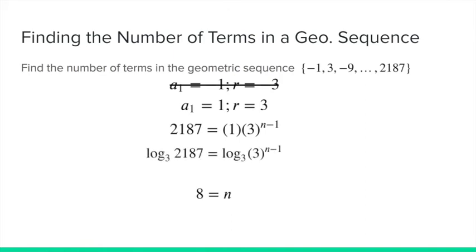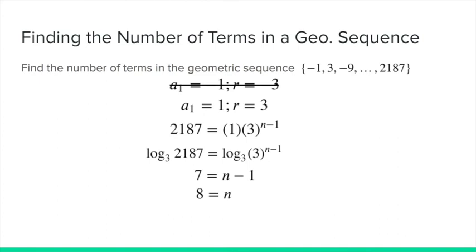So now I take the log base 3 of both sides because I'm trying to get rid of the 3 on the right and just have the n minus 1. Evaluating log base 3 of 2187 gives us 7. And then on the right-hand side, the log base 3 of 3 cancels out, and you get n minus 1. Add 1 to both sides, and that's how we got 8. So there are 8 terms in that geometric sequence.